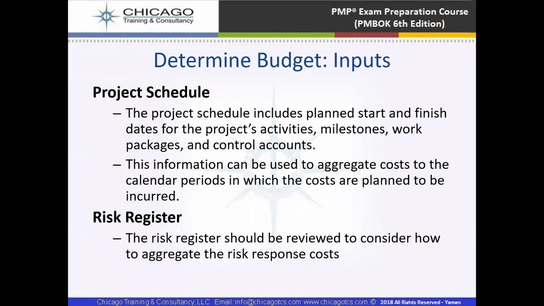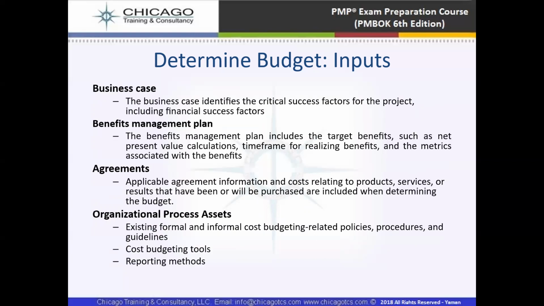And then we have the project schedule, which will give us the milestones and the control accounts, which is going to aggregate cost to the calendar periods in which the costs are planned to be incurred. And then we have a risk register, which will also be reviewed to consider how to aggregate the risk response cost. It means we allocate some cost in our budget in response to the risk.